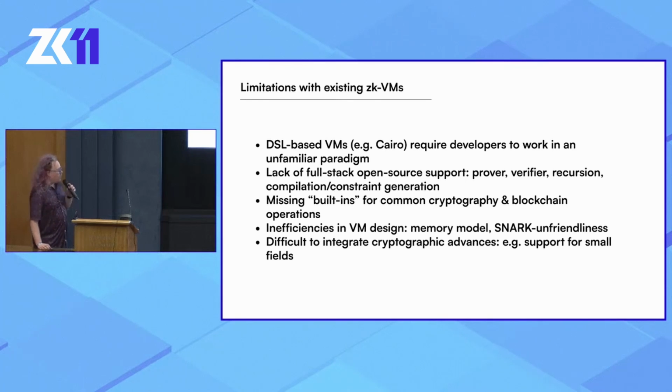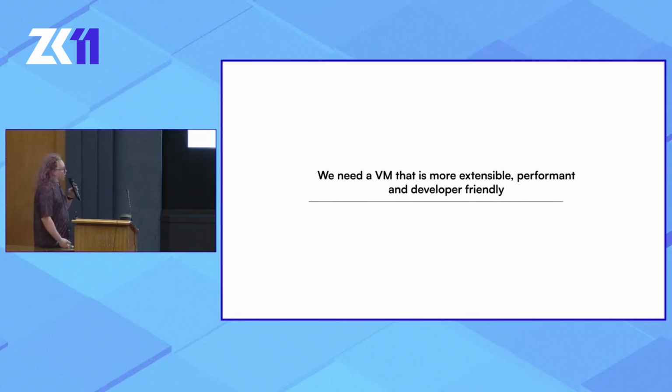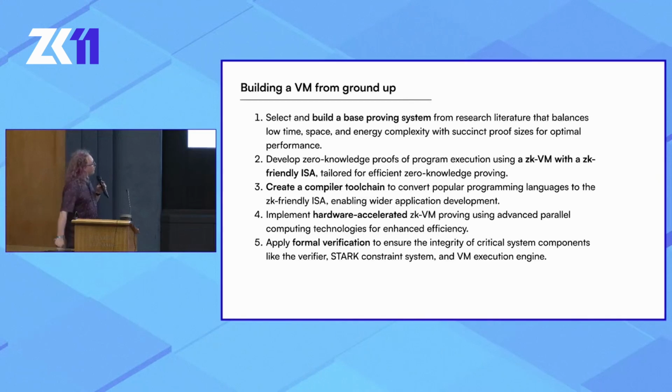Another thing that we care about a lot is we want to be able to quickly integrate the zoo of recent cryptographic advances in this field. I think there's a new paper that kind of changes everything every 2 weeks at this point. One big thing here is support for small fields. As we've seen in the last year or two, this is really driving a lot of the performance gains in zero knowledge. So in other words, we need a VM that is extensible, performant, and developer-friendly.